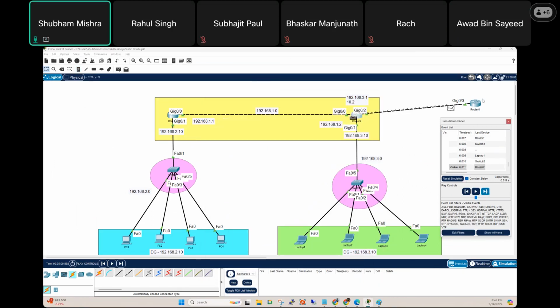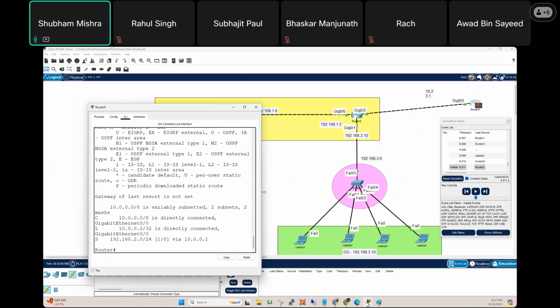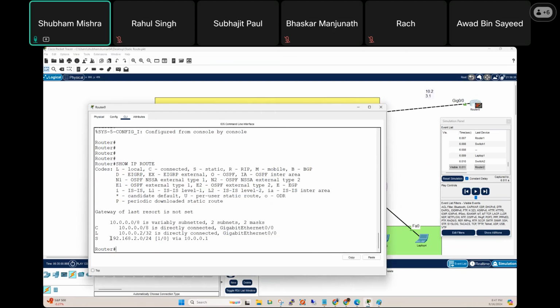See, the packet reaches this router. Yes or no? Now this router will generate the reply, the ICMP reply. What will be the ICMP reply source? Source will be 10.0.0.2, right? And destination will be 192.168.3.1. Now what will this router do? This router will try to find whether 3.1 is present in its routing table, yes or no. Show ip route. See, is there 3.1? No.